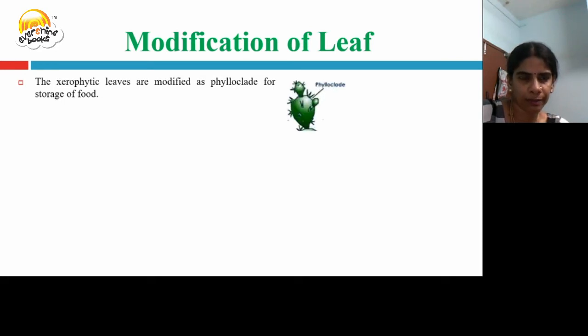Let us now learn about modification of leaf. The xerophytic leaves, which we can see in the deserts, are modified as phylloclade for storage of food.